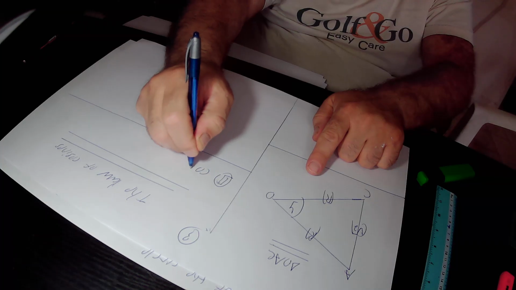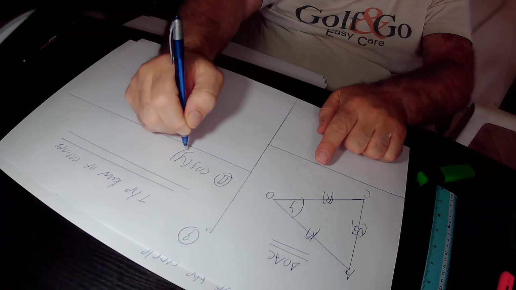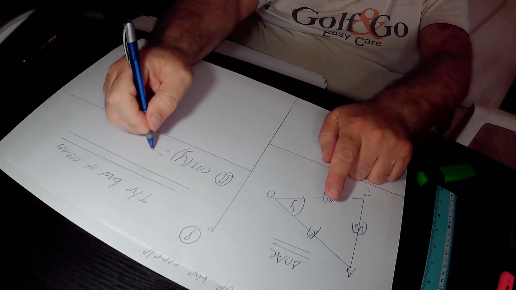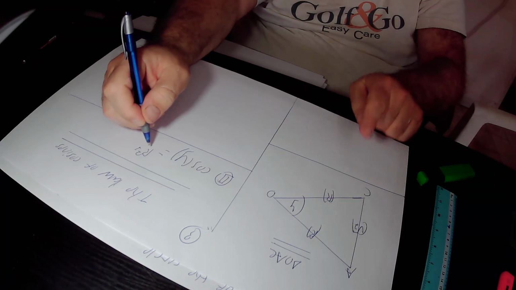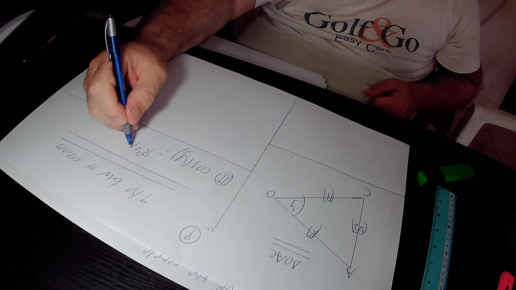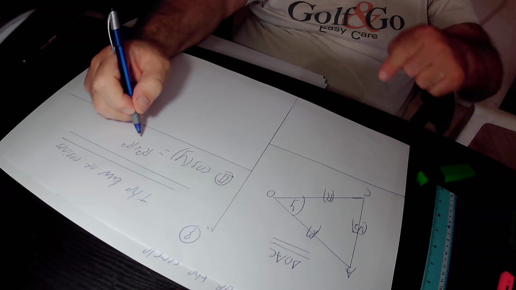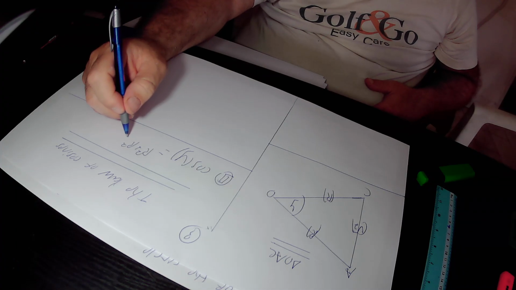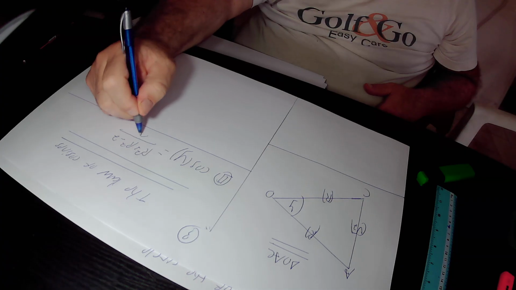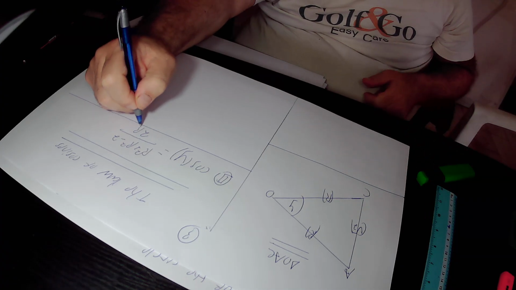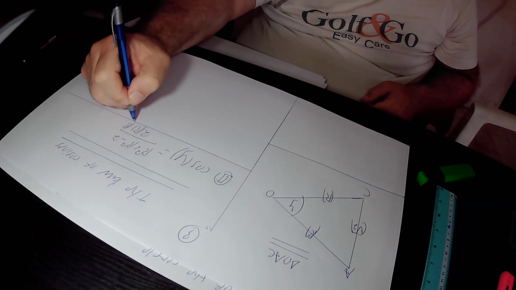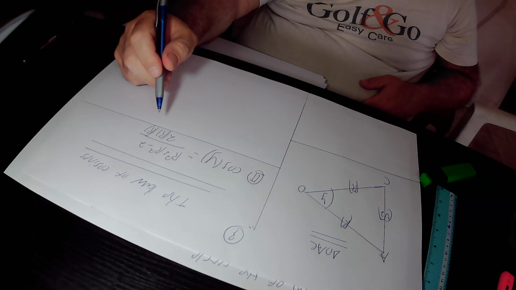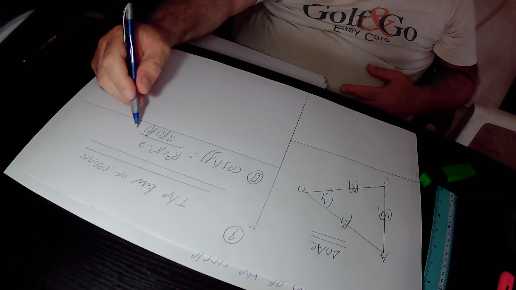Cosine y equals OA squared, and OA is R, therefore OA squared is R squared, plus OC squared. OC is also R, therefore OC squared is R squared, minus AC squared. AC is square root of 2, therefore AC squared is 2. So it is minus 2, divided by 2 times OA, which is R, times OC, which is also R. So in conclusion, according to the law of cosines, in equation 2 we have cosine y equals R squared plus R squared minus 2 over 2 times R times R.